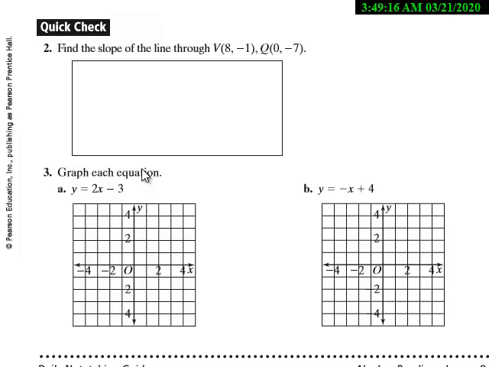So I'm going to use the mathematical formula m equals y2 minus y1 over x2 minus x1. So here I can label the points. So I'm going to say y2 minus y1 over x2 minus x1. So it's going to be negative 7 minus negative 1, which is plus 1, over 0 minus 8. So the final result would be negative 6 up over negative 8 down. The simplest form would be 3 over 4. So the slope of the line that passes through the points V and Q is going to be 3 over 4.